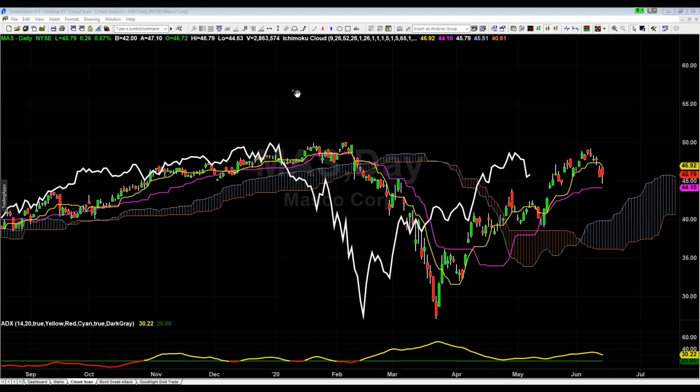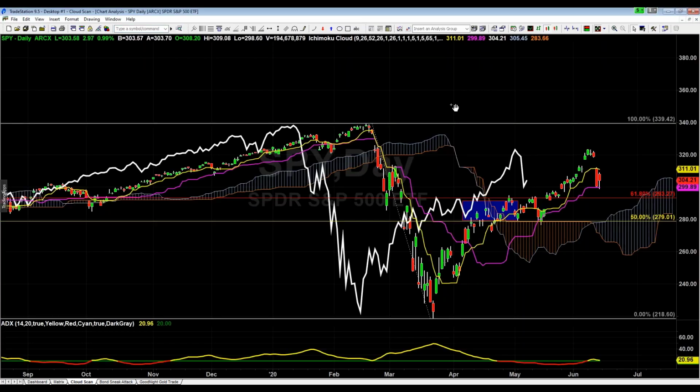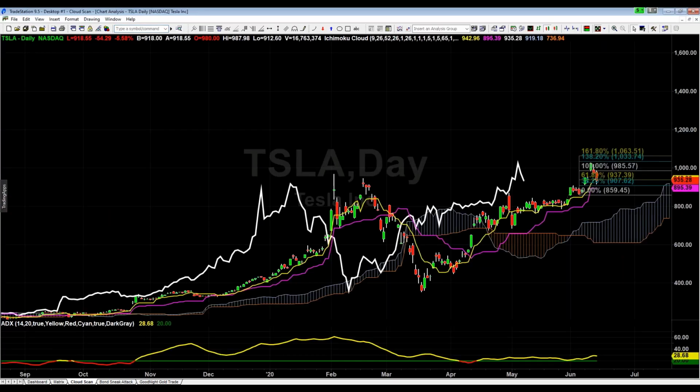All right. SPY is just the S&P, but I'll do it. SPY, good looking long, stop would be 299, target would be 320. TSLA, Tesla is a good looking long with a target of 1063.